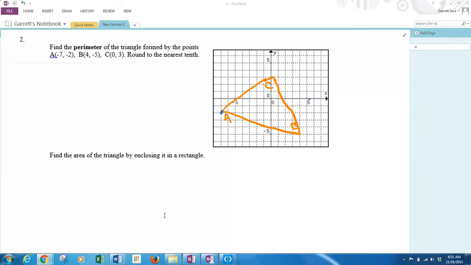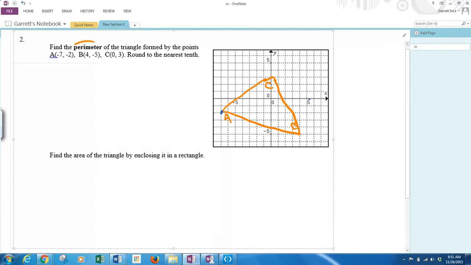Okay, here we are. We're going to go ahead and work on problem 2 of our Unit 3B test review. You'll notice that I've already started by plotting triangle ABC on my graph to the right. I realize that BC is looking a little squiggly, but hey, nobody's perfect, right? So, looking at the first question, find the perimeter of the triangle formed by those points.